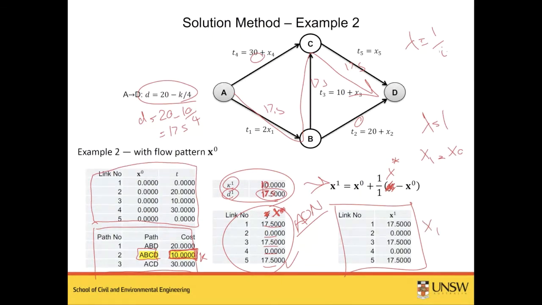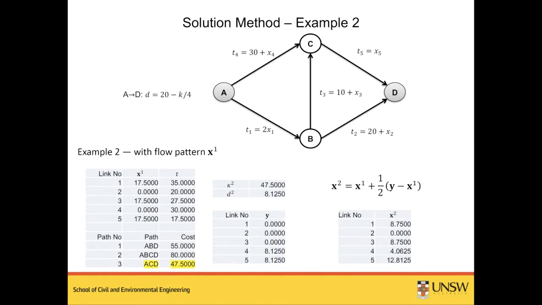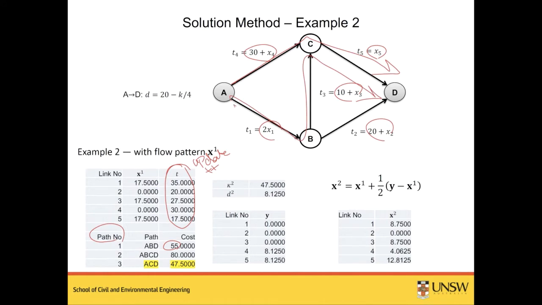Now that I have my x1s, let's go to the next iteration. I can update the travel times given the new link volumes, right? So I use all the link travel time functions. I update my travel times. This is classical MSA. And now I can also update my path travel times. So the first path is now 55. The second path is going to be 80. And the bottom path is now 47.5. These are the travel times.